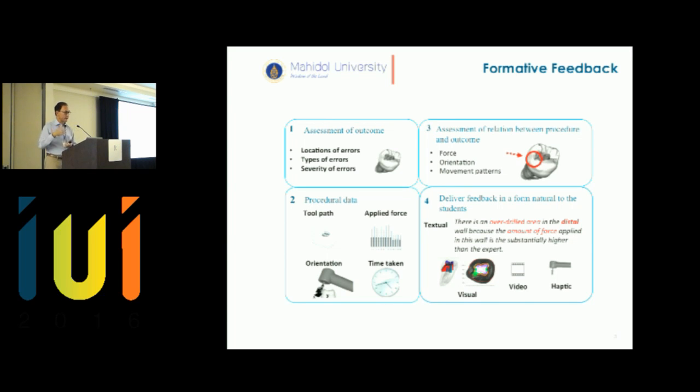And then we need information about how the procedure was carried out. So data on what was the path of the tool, how much force was applied, what was the orientation, the angulation of the tool, how much time was taken. And then you want to put those both together. So you want to know where were the errors, how bad are they, and then you want to look at the procedure and identify what is it about the procedure that caused these errors. Okay? And then finally you want to communicate this to the student.